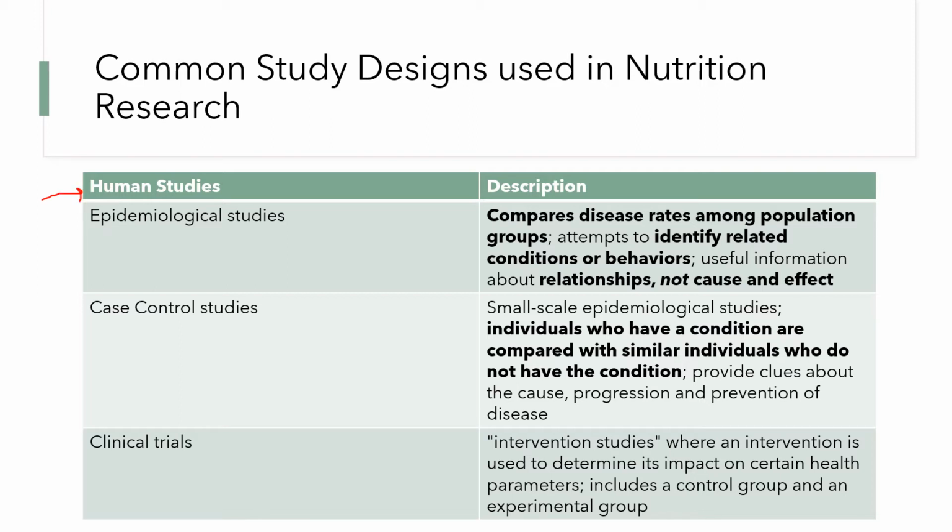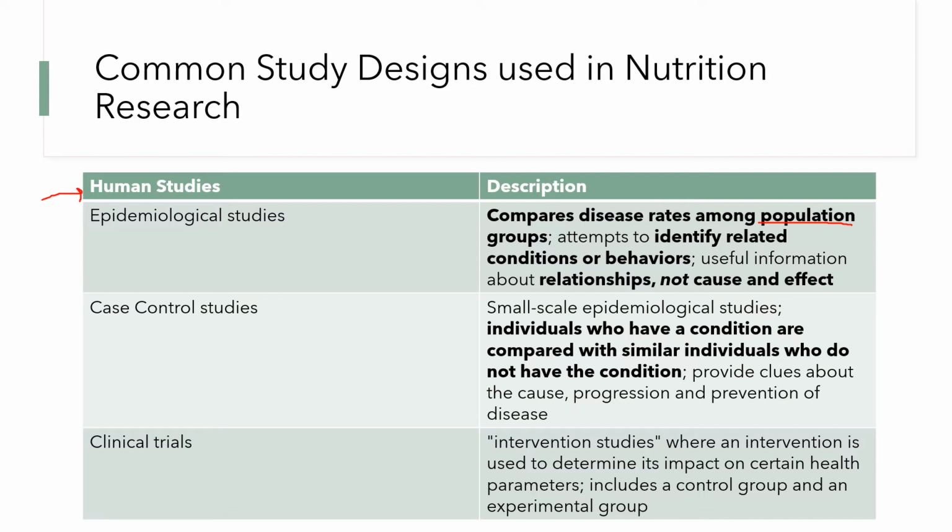So, epidemiological studies. Effectively, we could consider these population studies. Generally speaking, epidemiological studies look at disease rates among population groups and compare different populations to each other. The purpose of an epidemiological study is simply to identify relationships. Epidemiological studies never indicate what causes something else.